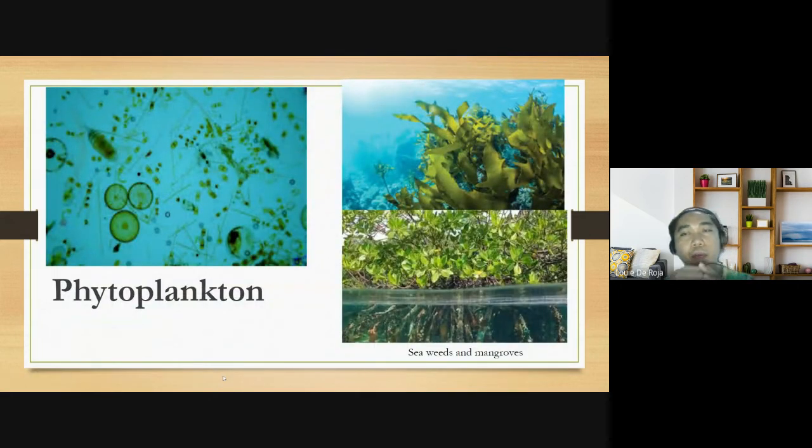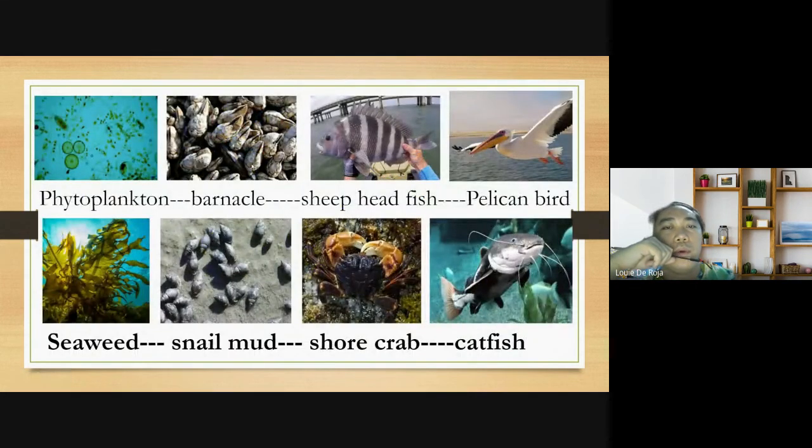So ano po yung mga producer sa water? Mga aquatic plants ang producer. Patulad ng phytoplankton, producer yan. Tsaka yung mga ibang aquatic plants. Okay, for example, yung phytoplankton kinain ng barnacle. And then yung barnacle kinain ng sheephead fish. And yung sheephead fish kinain ng pelican bird.